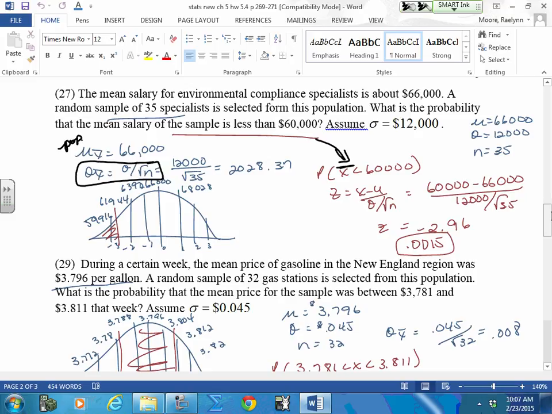Use your formula and find your z-score. Everything else works the same. To the left, find your z-score, look up your area to the left of that z-score.